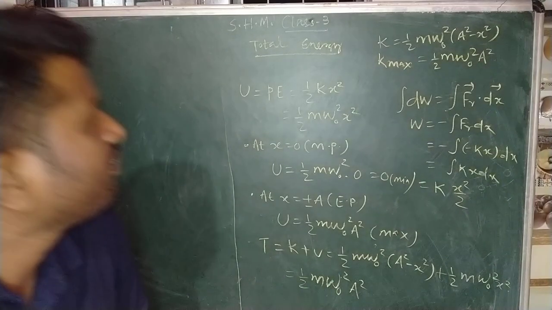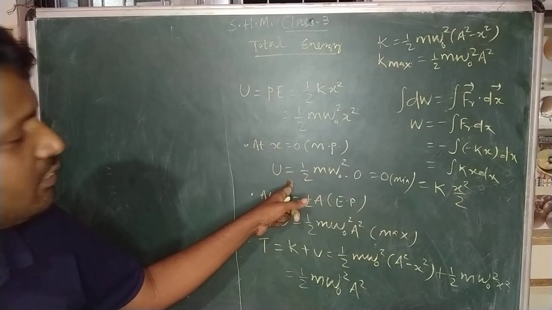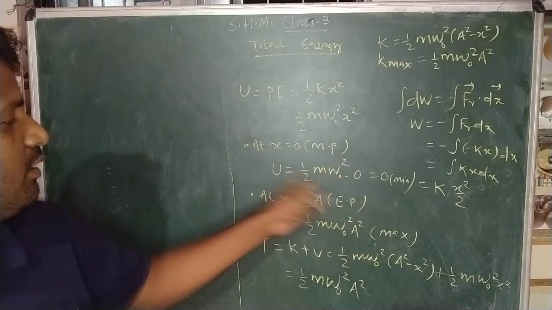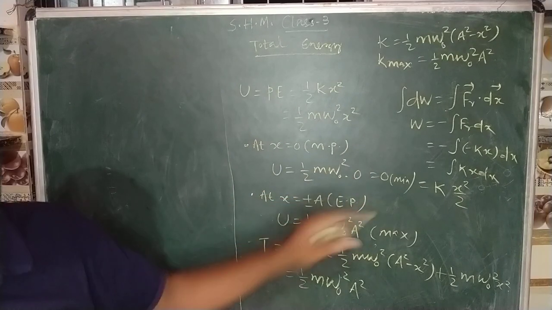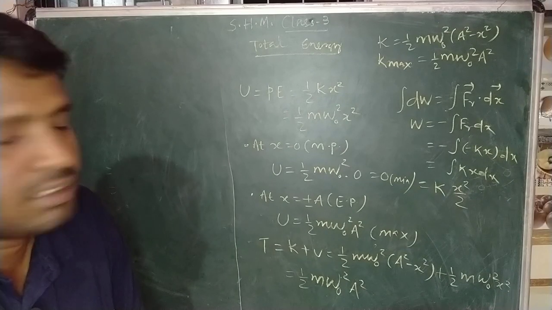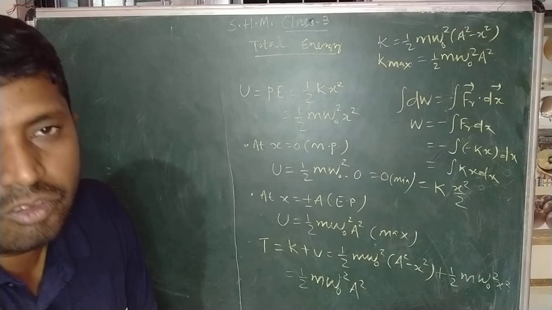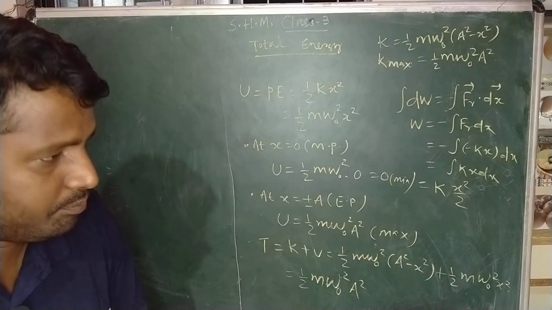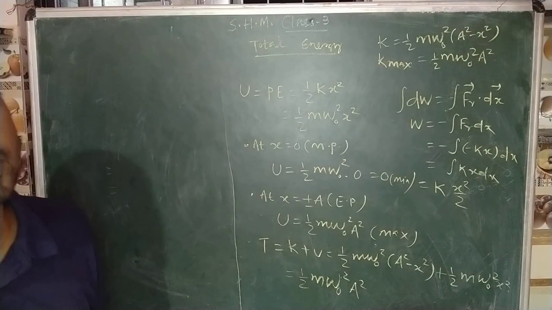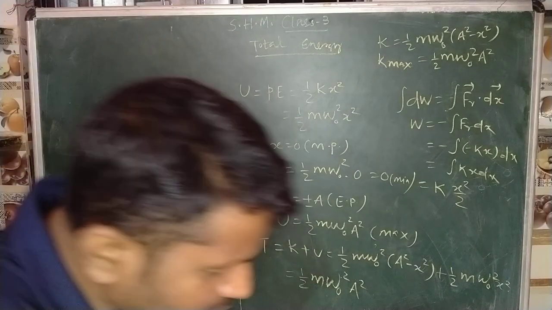How can you know this? Very easy. Here you can look. Where potential energy is 0, there kinetic energy is maximum. Where potential energy is maximum, there kinetic energy is 0. That means there is a correlation between potential energy and kinetic energy. Always kinetic energy is transferred into potential energy, and potential energy into kinetic energy. Which one is at play?